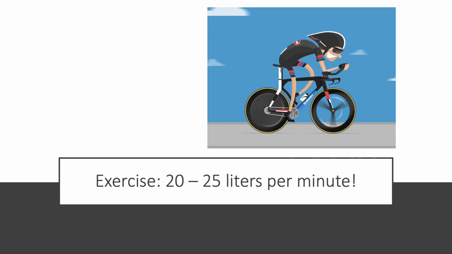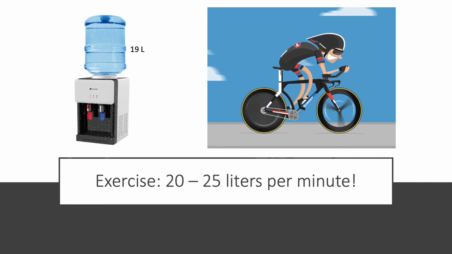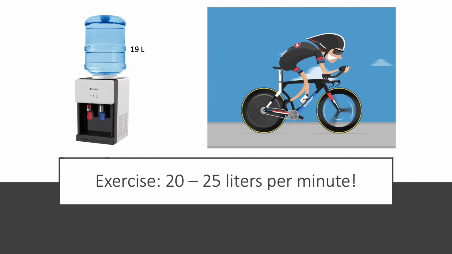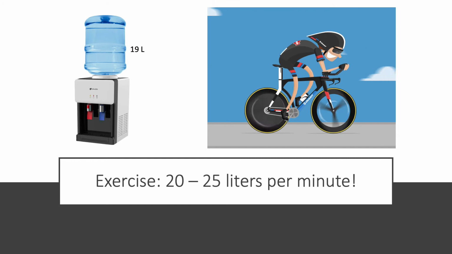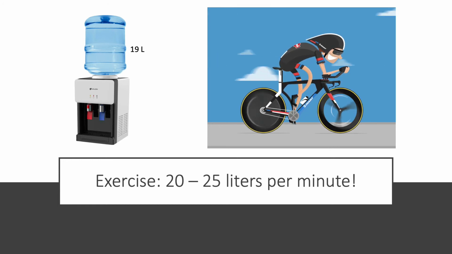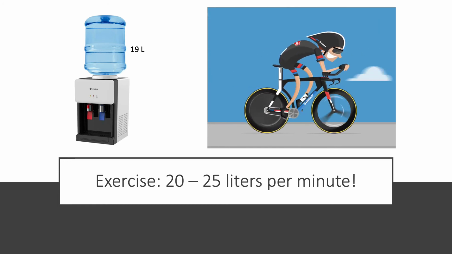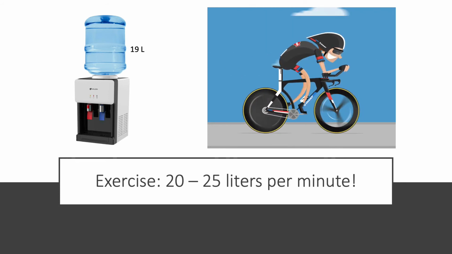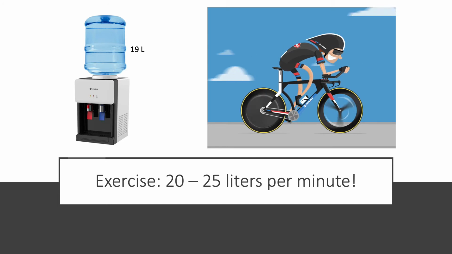25 liters per minute. Now, to give you some perspective, a 5-gallon water cooler is actually a little less than 19 liters. Okay? So really, we're moving, in a minute, the equivalent of a little more than one of those 5-gallon water coolers of blood when we're at the peak of our physical activity. And it even gets more impressive than that.